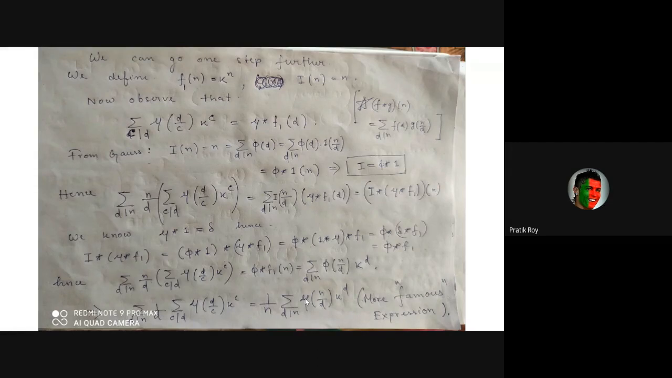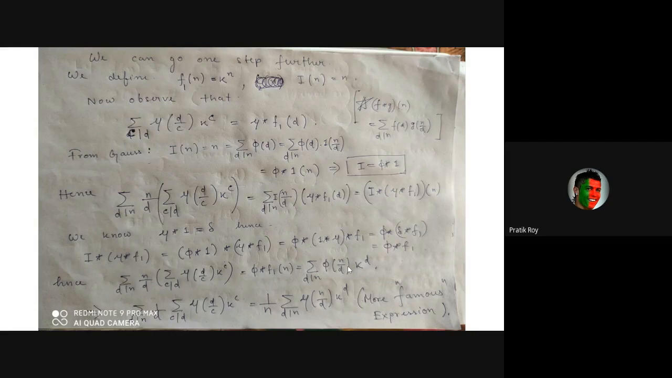So if we ignore the last line, we see from the second last line that summation d divides n 1 by d is equal to summation d divides n phi n by d k to the power d, and we can just divide by n, so we get that the number of necklaces is 1 by n summation d divides n phi n by d k to the power d, and this is much prettier.